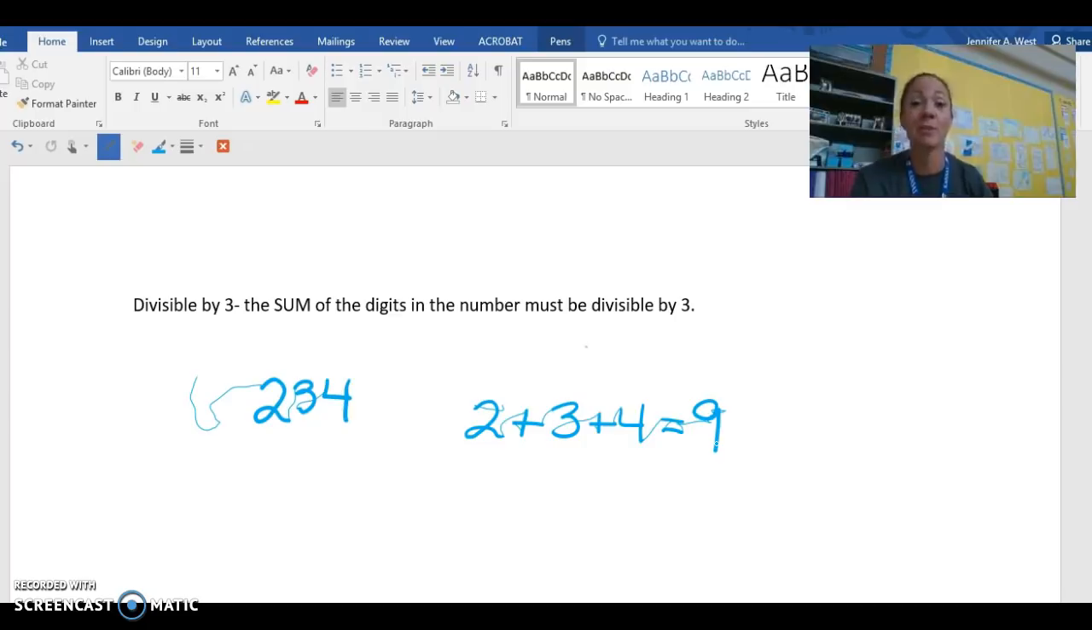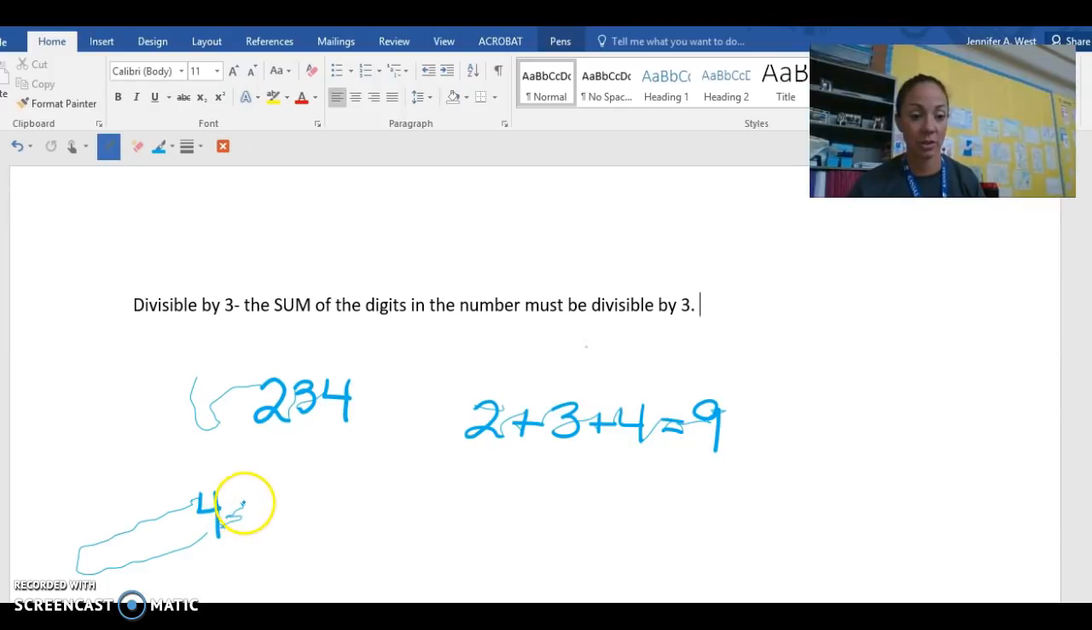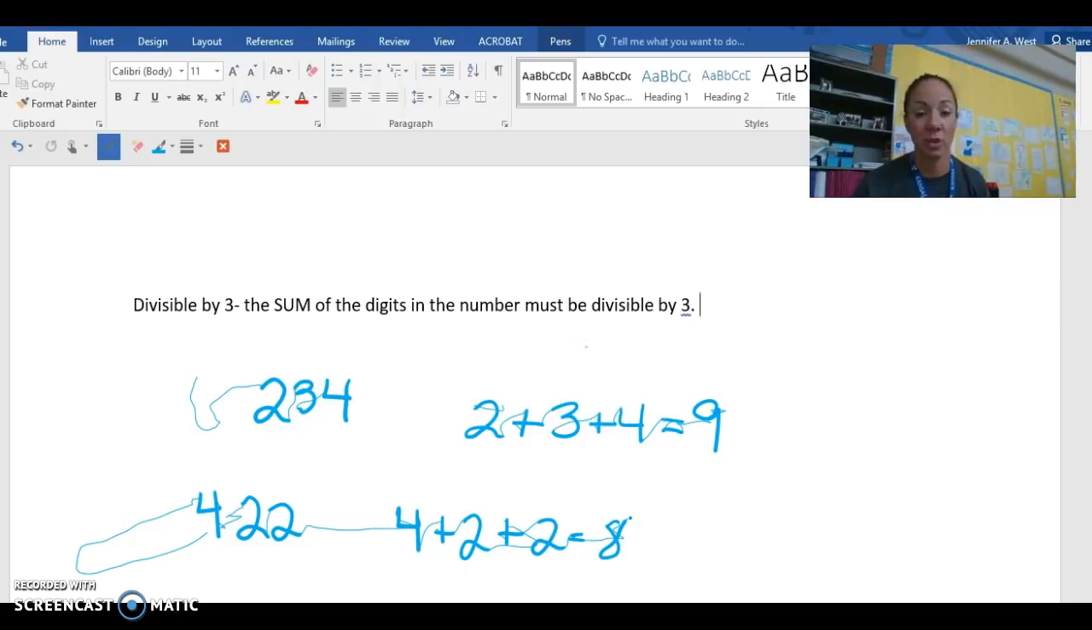Is 9 divisible by 3? Yes, it is, because we already know that 3 times 3 equals 9. What about if we tried a number like 422? Well, when you add the 4 plus 2 plus 2, you wind up with 8. Is 8 divisible by 3? No, it is not. So, therefore, the number 422 cannot be divisible by 3.